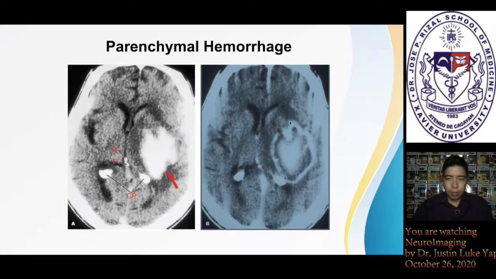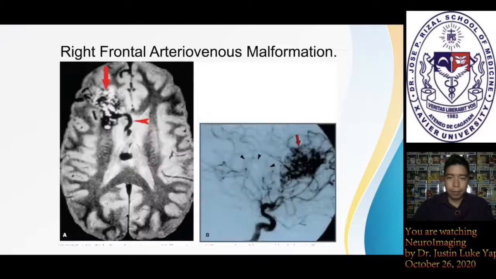hemorrhages. Now, in this case, in the not so nice image on the right side of your screen, we have rim enhancement surrounding the bleed. So this is typical of subacute phase in hemorrhage. So you expect an enhancing rim, which represents the vascular capsule.